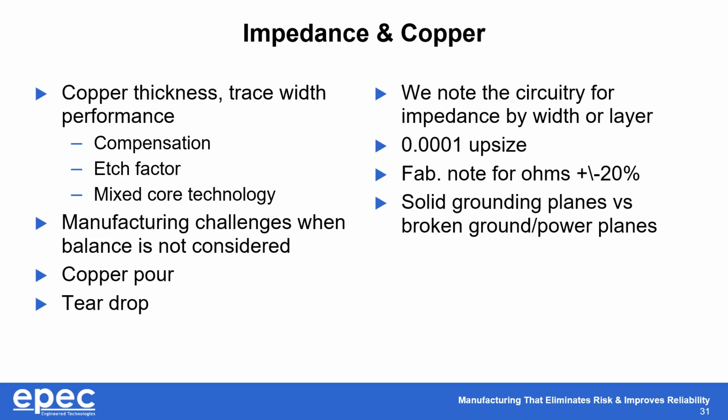Copper pour on your outer layers always helps with impedance and with etching. Teardropping your pad to circuit, if you have a tight pad to circuit annular ring and your aspect ratio is tight, if you add a teardrop from pad to circuit interface, it just improves that connection.